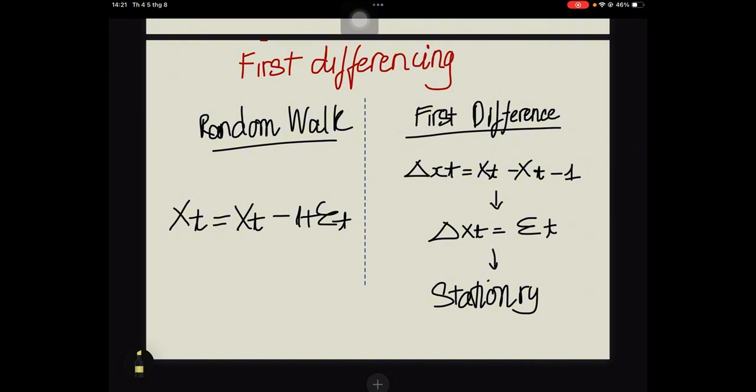The most common method is called first differencing. Instead of modeling the level of the variable, we model the change. The first difference is y_t equals x_t minus x_(t-1). For a random walk, x_t equals x_(t-1) plus epsilon_t. Subtracting the previous value gives y_t equals epsilon_t. The random walk disappears. What remains is the random shocks. Because the error term has constant mean and variance, the transformed series becomes covariance stationary. This is one of the most important ideas in financial econometrics. Before predicting the future, understand the structure of the past.